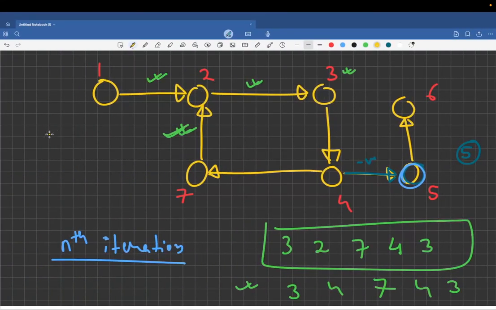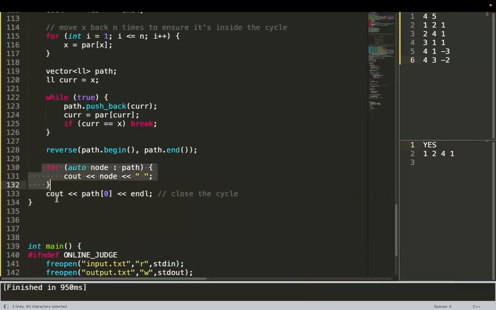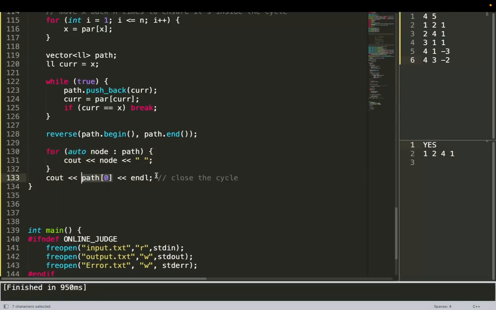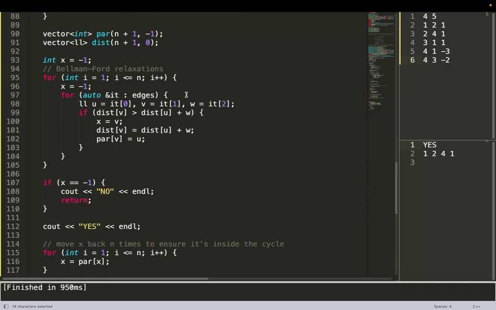So printing will give me this. Like if you started from 2, it will give me 2, 3, 4, 7. But to complete the cycle, you again need to push this 2 over here, right? So this is what I am doing. I am again printing path of 0 and this closes the cycle. So this is how you can solve this problem.